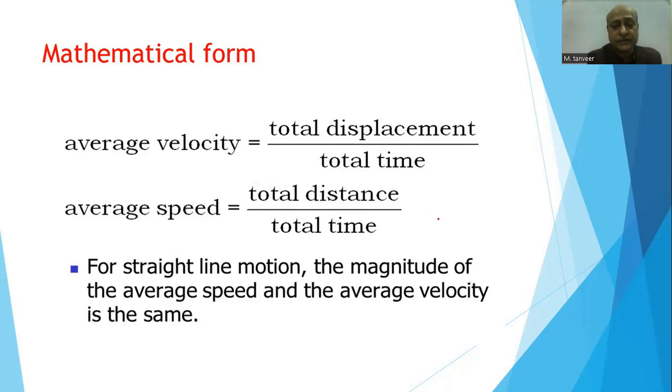Suppose this is the straight line, this is one point, this is another, and this line is straight. In this case, distance equals displacement when a body is moving in a straight line.